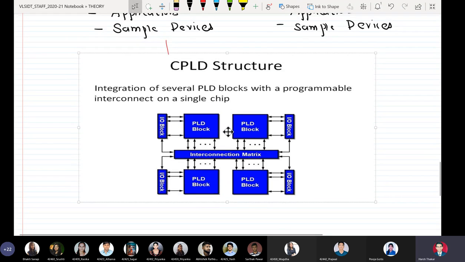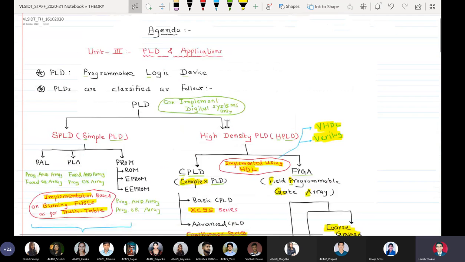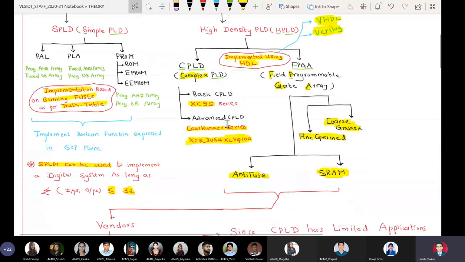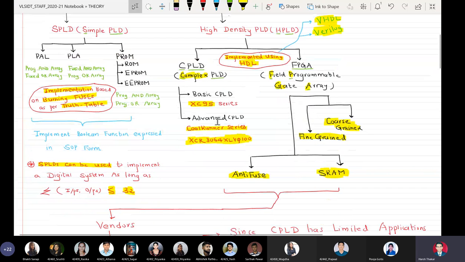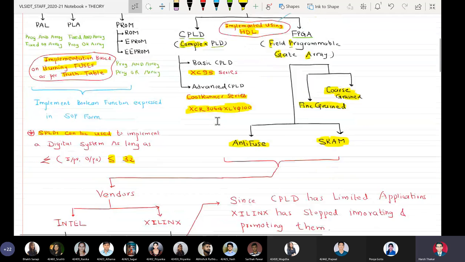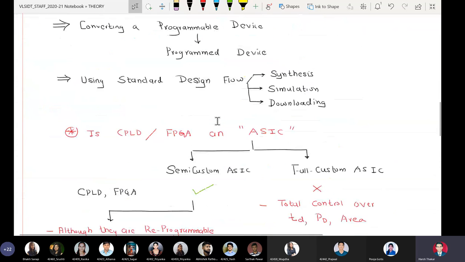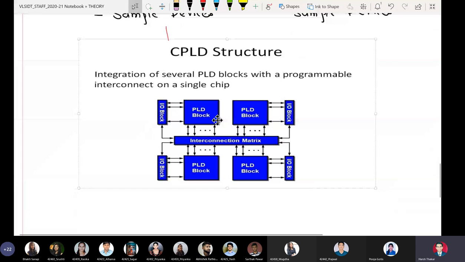So what do you mean by a PAL? As we said, what is a PAL? PAL is a programmable logic device in which there are two arrays, AND array and OR array. AND array is programmable and OR array is fixed. So this is called a PAL-like block. That means a CPLD within itself has one of the building blocks as a PAL. So there are four PAL-like blocks. Now we see here how it is connected. So for every PLD block, there is one IO block.